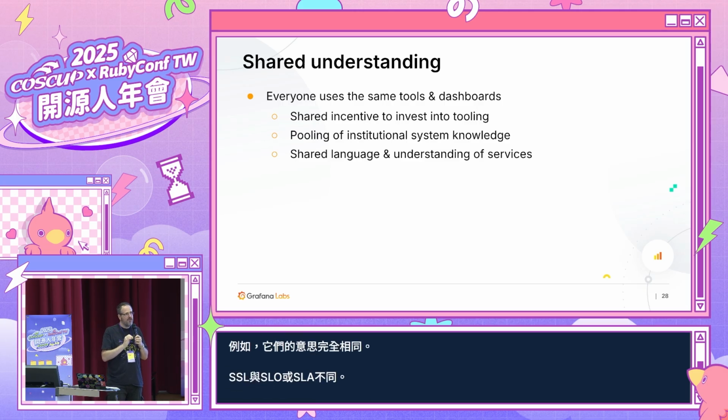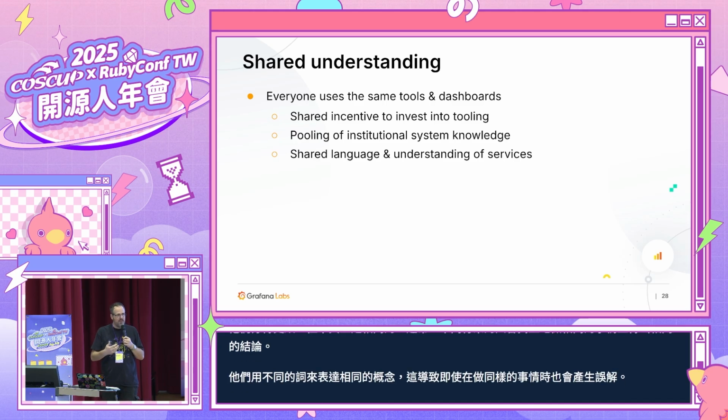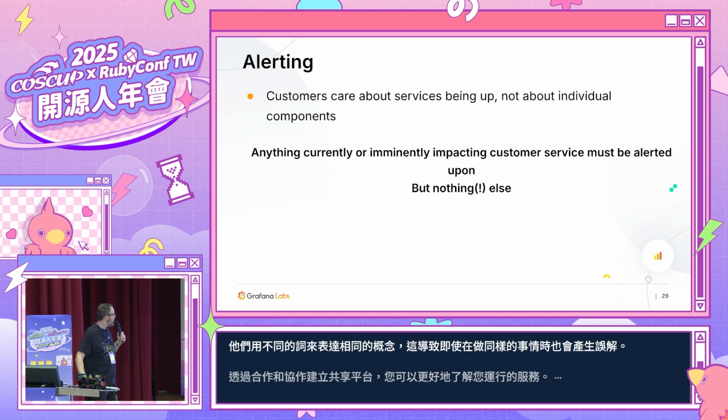So it is often a case of people in different trades and industries do the same things and come to the same conclusions, but they do it independently. They use different words for the same concept, and so they don't understand each other, even if they are literally doing the same thing. So again, by working together and by collaborating and building a shared platform for understanding whatever service you're running, you are short-circuiting this and you actually get together and you talk better with each other.